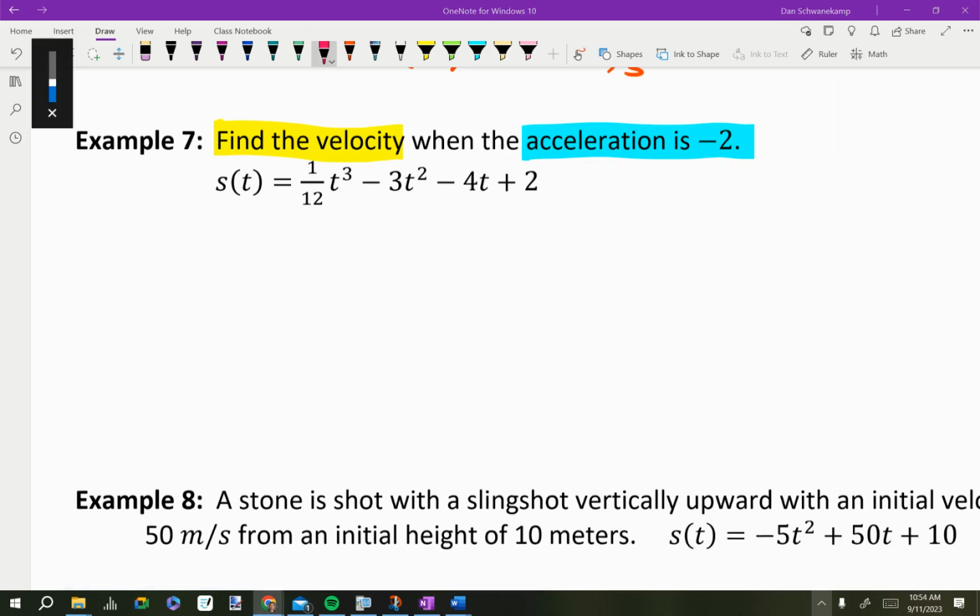We have a good game plan here. What are we going to do to find the velocity when acceleration is negative 2? Anybody at least got a first couple steps? What do you think, Alex?